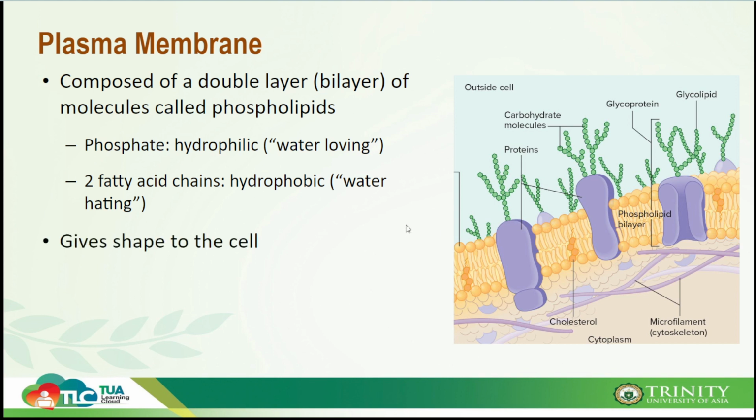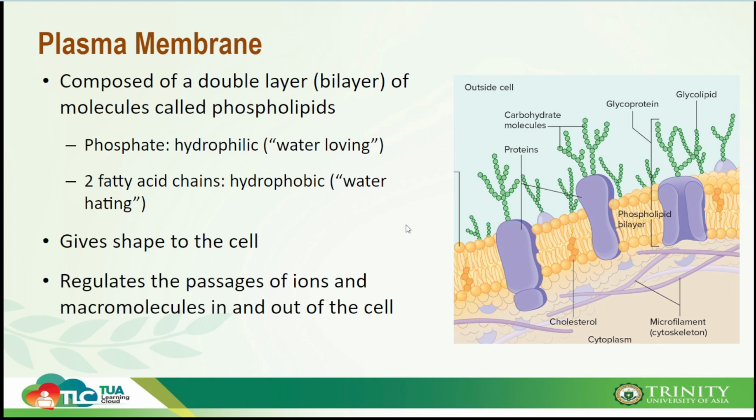So the plasma membrane or the cell membrane or the cell wall, all three terms refer to the same thing. Cell membrane, plasma membrane, cell wall, pare-pareho lang sila. Ang ultimate job nila is to give shape to the cell, and it works as a barrier to regulate the passage of ions and molecules in and out of the cell.